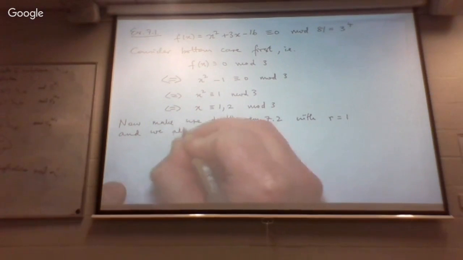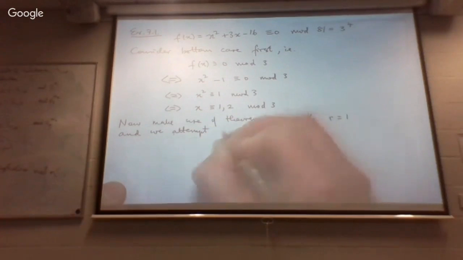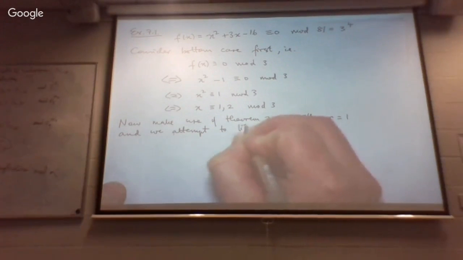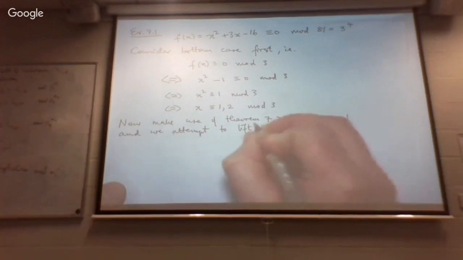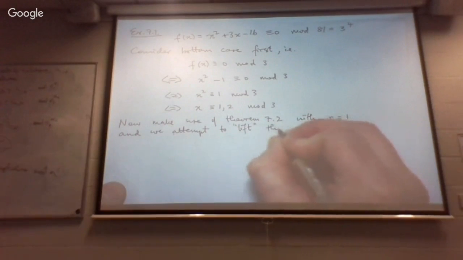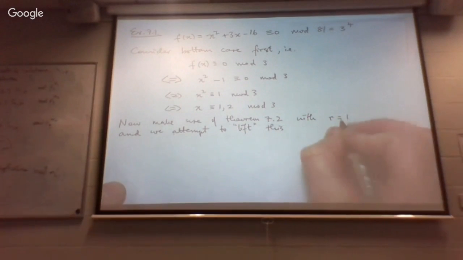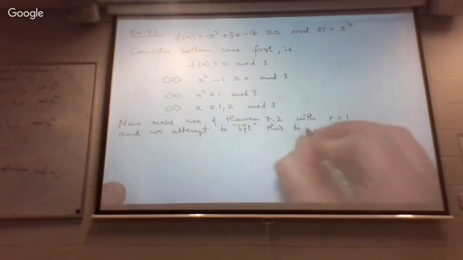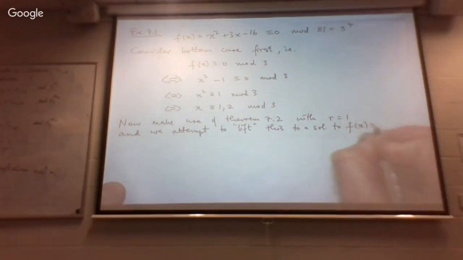And what we're doing is we're attempting to find out if this can be lifted, attempt to lift this solution, r equals 1, to a solution to f of x congruent to 0 modulo 3 squared, modulo 9. This is the 1 power higher on the 3. So you look at the statement of the theorem on page 52.